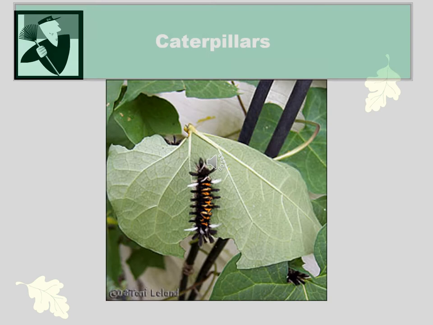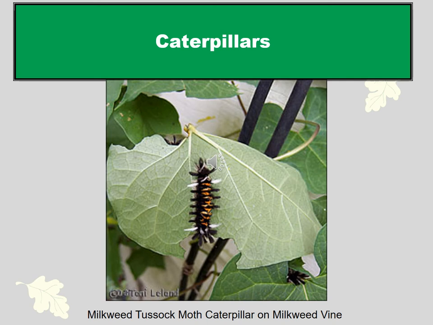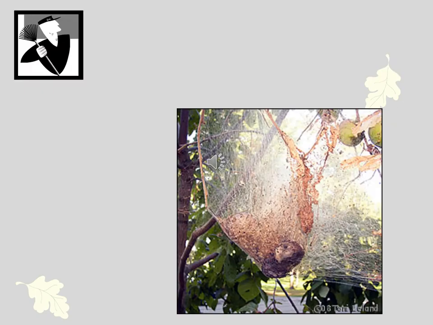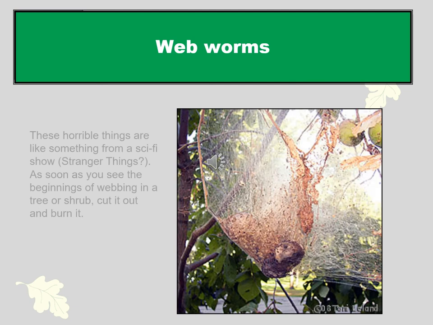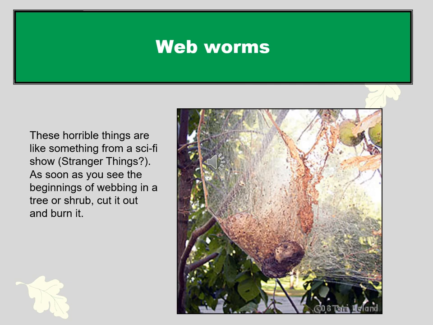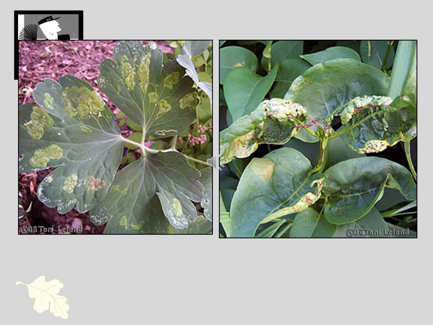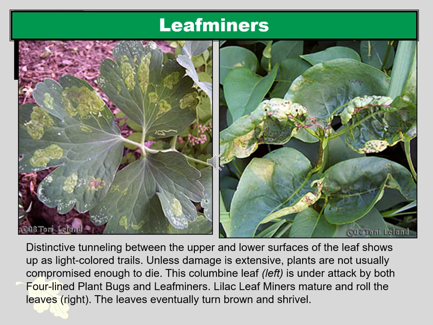Example of one type of caterpillar, the milkweed tussock moth caterpillar on a milkweed vine, which can eat numerous leaves in one day. You may have noticed these big balls that look like a big spider web sac up in a tree. I've seen them more in wetter areas in the Midwest and East Coast, but these webworms cause what's called a caterpillar tent or web tent up in the tree, and it causes a lot of damage and death to the tissues of the leaves that they enclose and even the branches. A few more pictures and information about leaf miners.